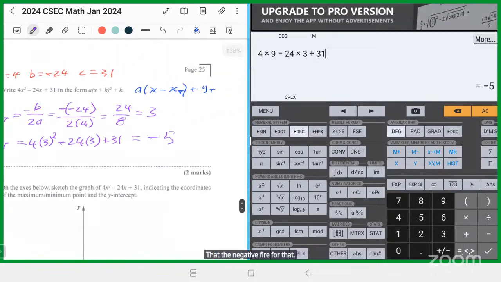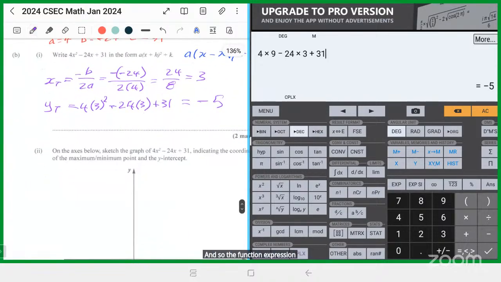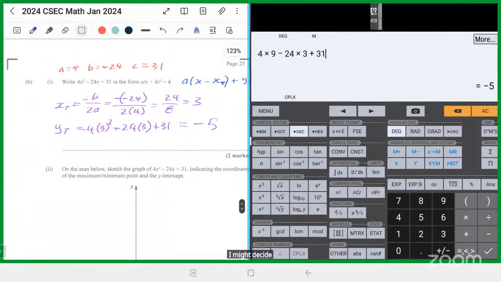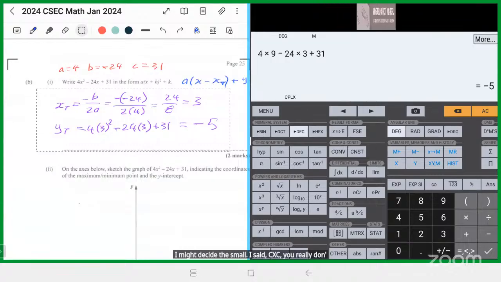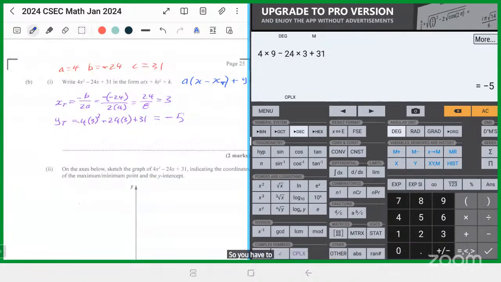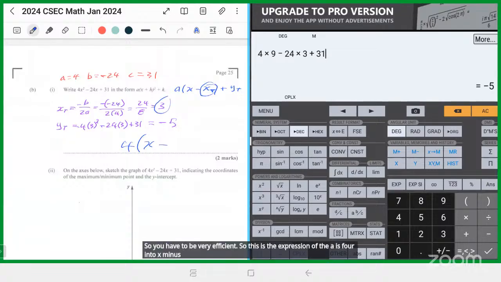Negative 5. And so the function expression, let's write it in blue. So this expression becomes the a, which is 4. Let me make this a little smaller. I said, CSEC really don't give a lot of space to do these things, you know. So you have to be very efficient. So this is the expression now. The a is 4 into x minus the xt, which is 3.